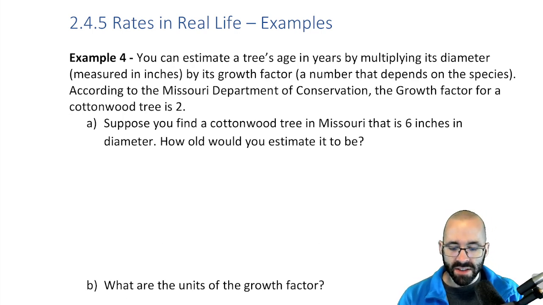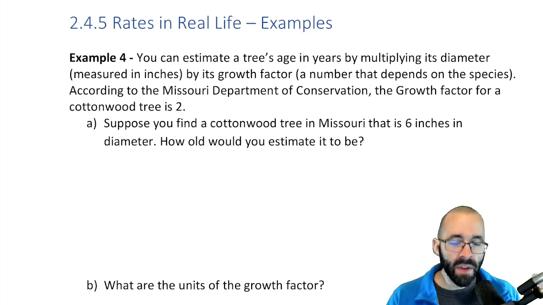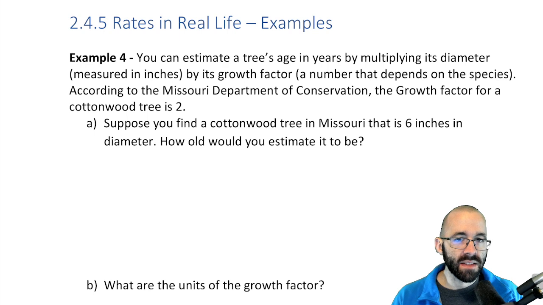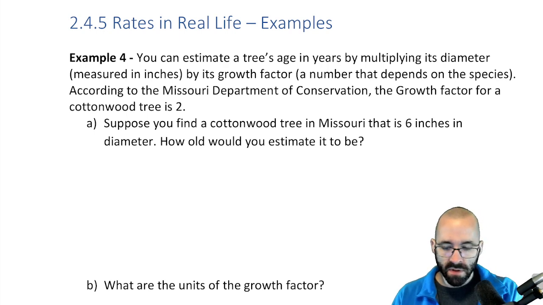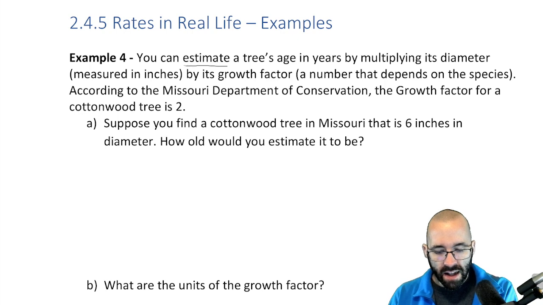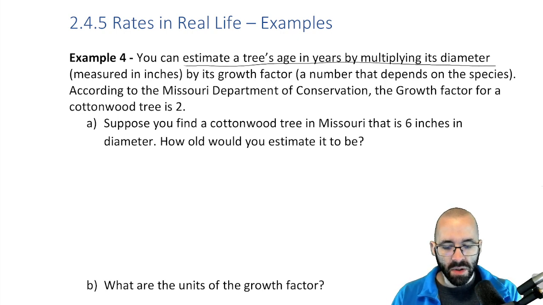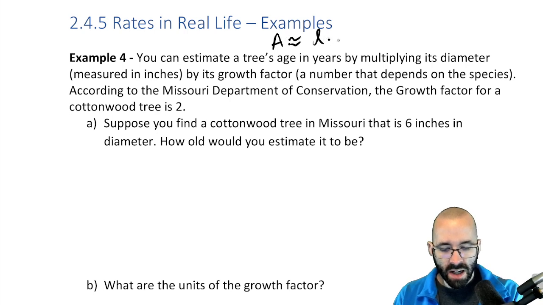So letter A says, suppose that you find a cottonwood tree in Missouri that's 6 inches in diameter. How old would you estimate it to be? Well, we'll just use the information that's in the problem. You can estimate a tree's age by multiplying its diameter in inches by its growth factor. Okay, so we could say age is roughly its diameter times its growth factor, whatever you want to call that.